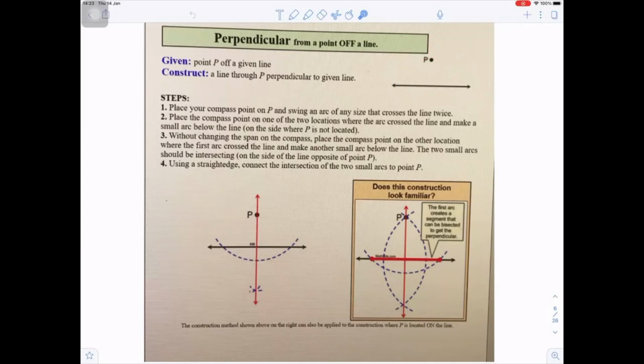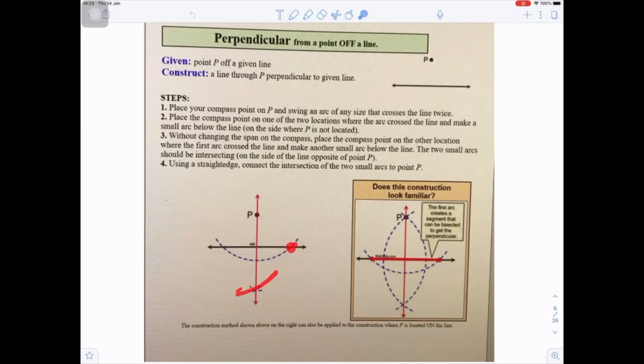So the steps are: place your compass point on P and swing an arc of any size across the line twice, so that the arc crosses it at 2 points. Number 2, place the compass point on one of the 2 locations where the arc crosses the line and make a small arc below the line, on the other side from where P is located. So you put your compass at that point, and then you make this arc.